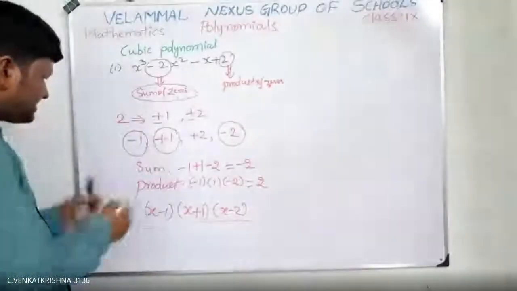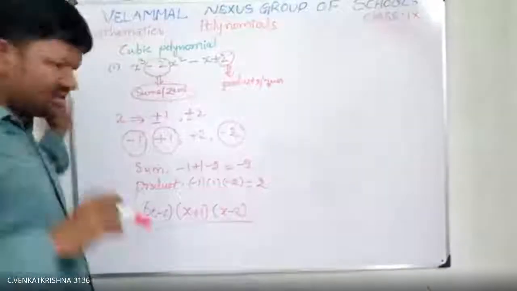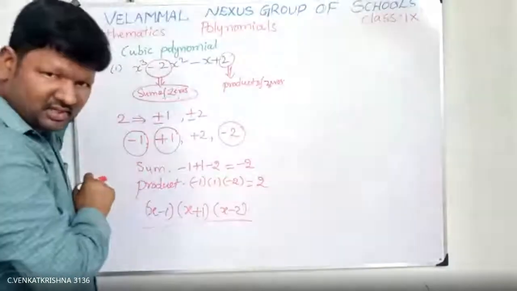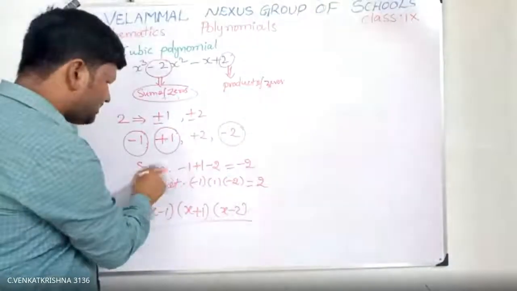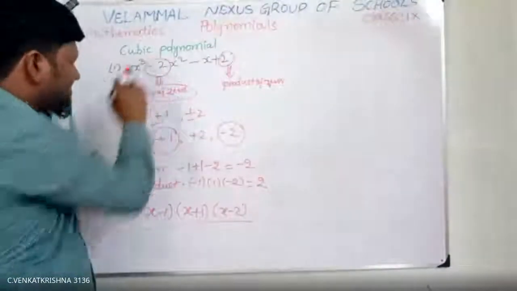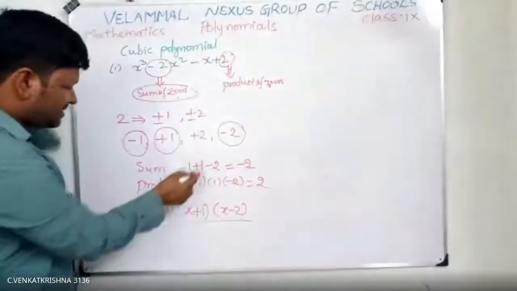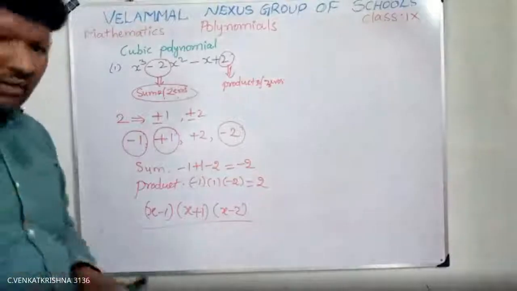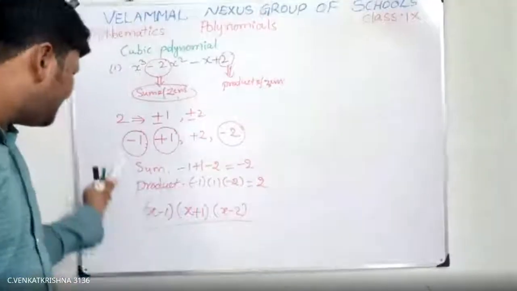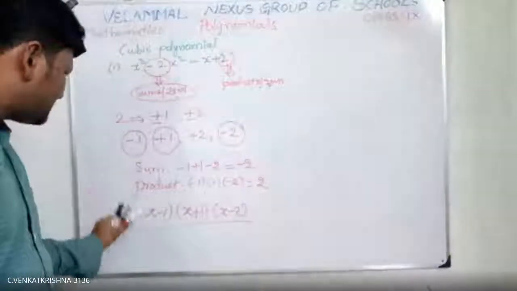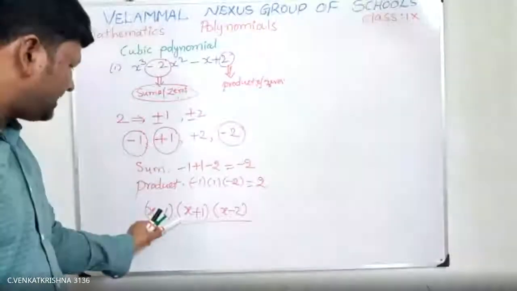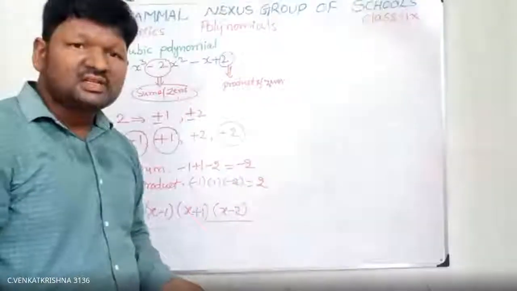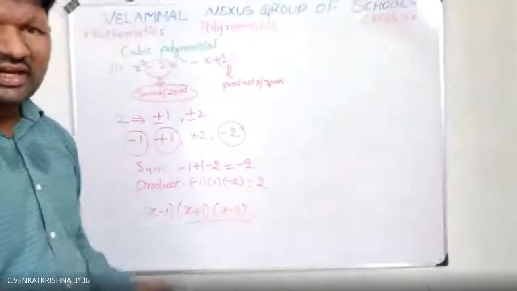So I will observe, I want minus 2 as a sum. I will select minus 1, plus 1, then minus 2. So sum is minus 2. First condition is satisfied. Then product of these 3 numbers is 2. Yes, second condition also satisfied. Now these are our zeros. Simply here minus 1 is there, so x minus 1, plus 1, x plus 1. This is minus 2, so x minus 2. So these are our zeros.